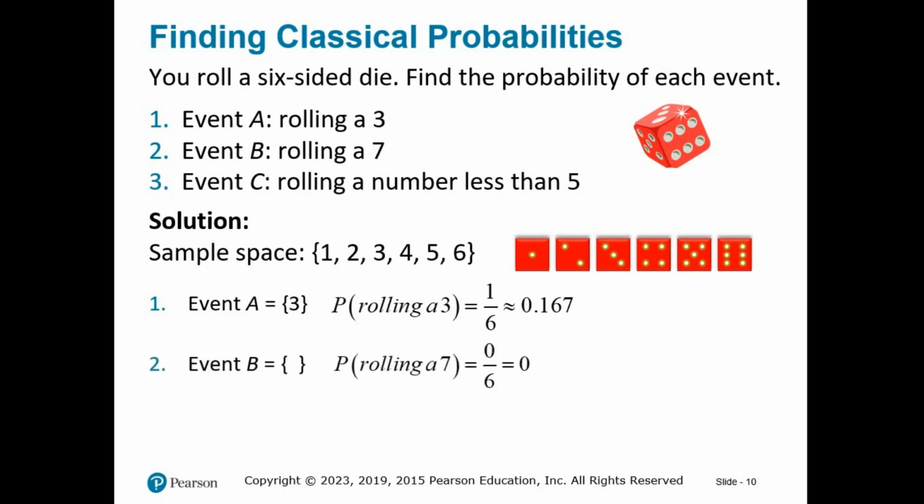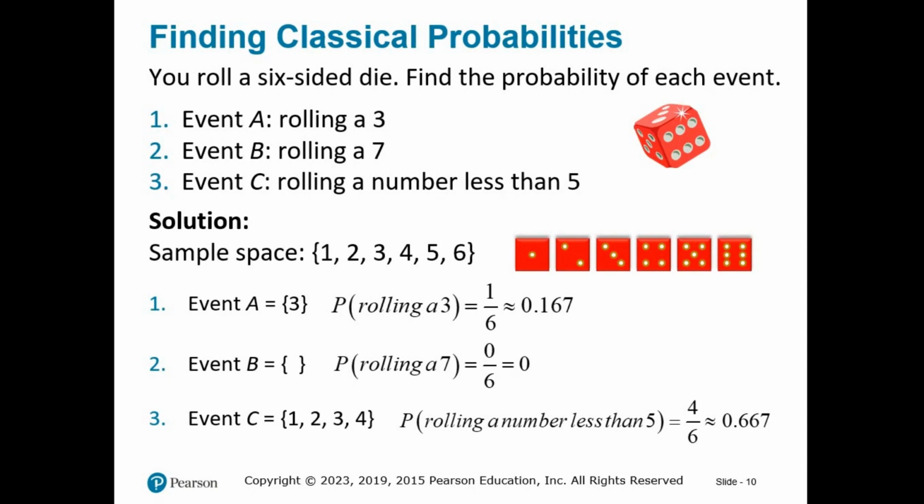And number 2, event B, there are 0 outcomes that fall in the event of rolling a 7 because it's not possible for a 6-sided die to roll a 7. So the probability is 0. Number 3, event C, is rolling a number less than 5. Well, there are 4 ways for this event to happen. We could roll a 1, 2, 3, or 4. So the probability of rolling a number less than 5 is 4 out of 6, or about 0.667.